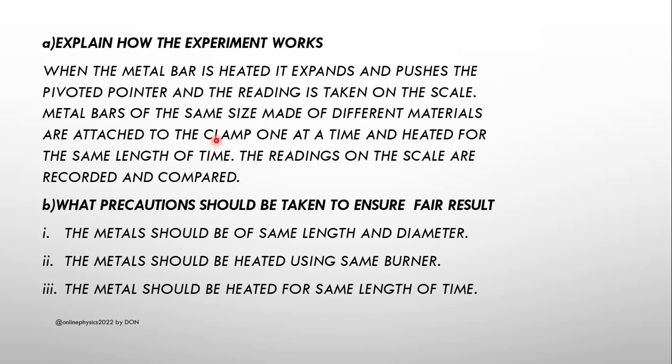We are asked to explain how the experiment works. So when the metal bar is heated, it expands and it pushes the pivoted pointer, and the reading is taken on the scale. Metal bars of the same size made of different materials are attached to the clamp one at a time and heated for the same length of time. The readings on the scale are recorded and compared. So this is an explanation of carrying out expansion for different types of metals.